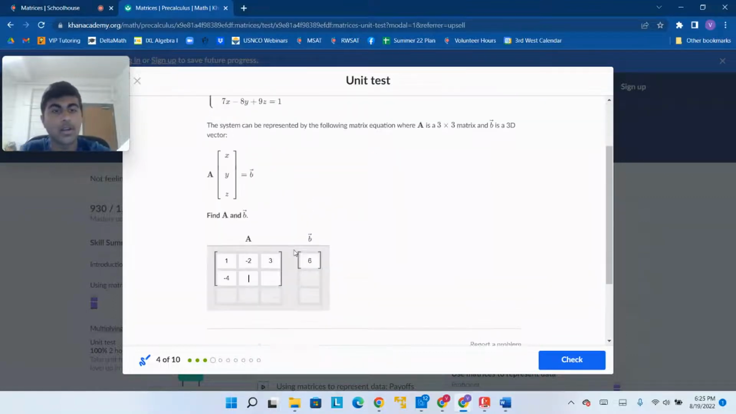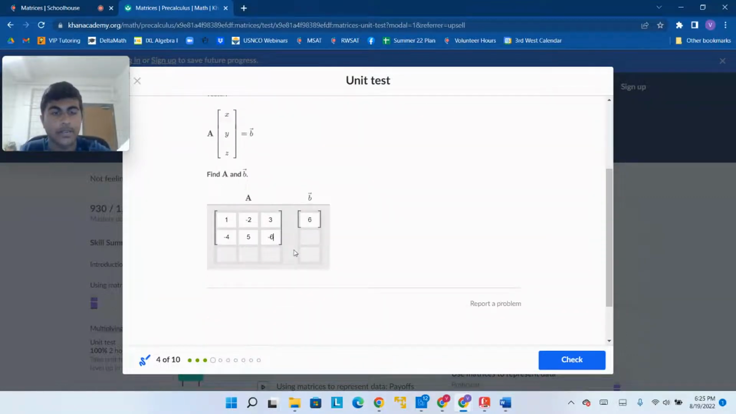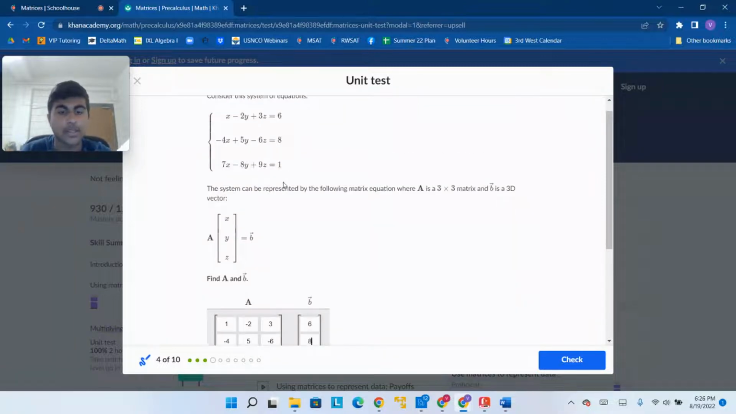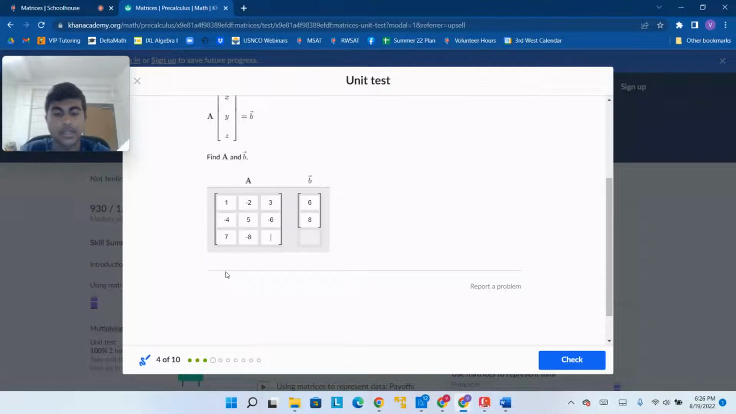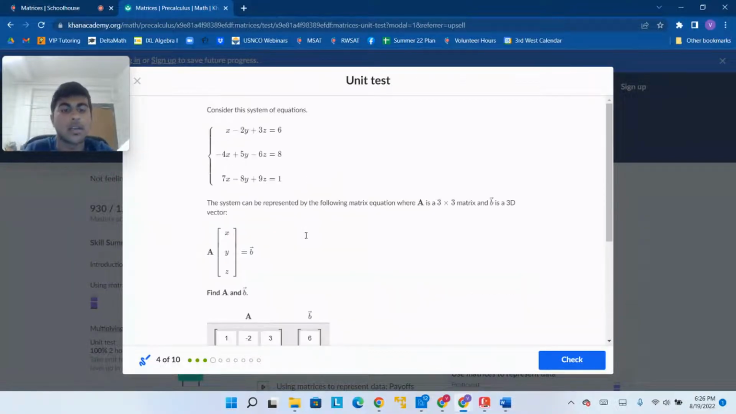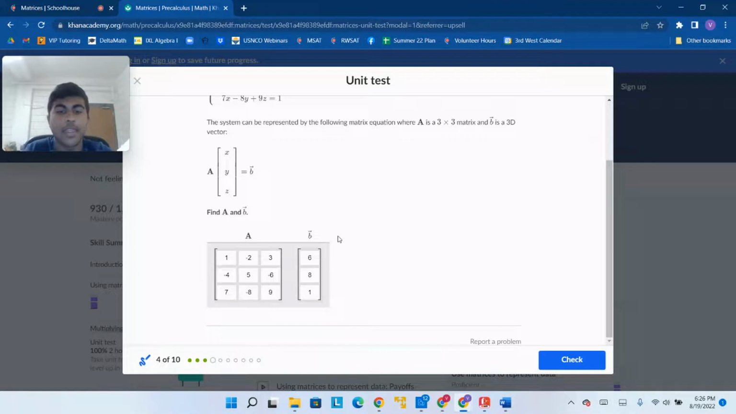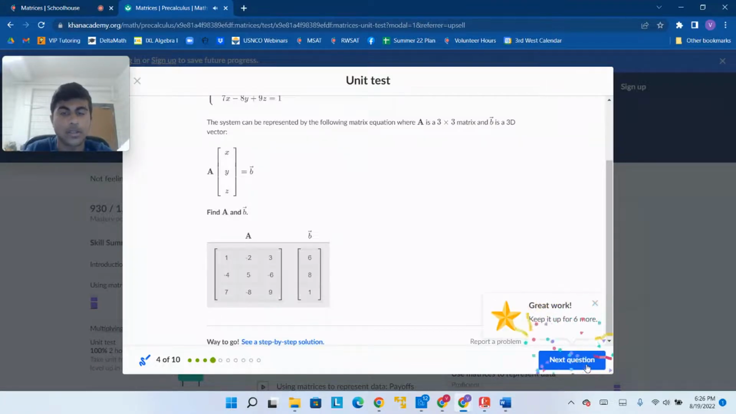We have -4, we have 5y, and then -6z. Here we have 8. And then here we're going to have 7, -8, and 9. And here we're going to have 1. And those are our two matrices. So let's keep going.